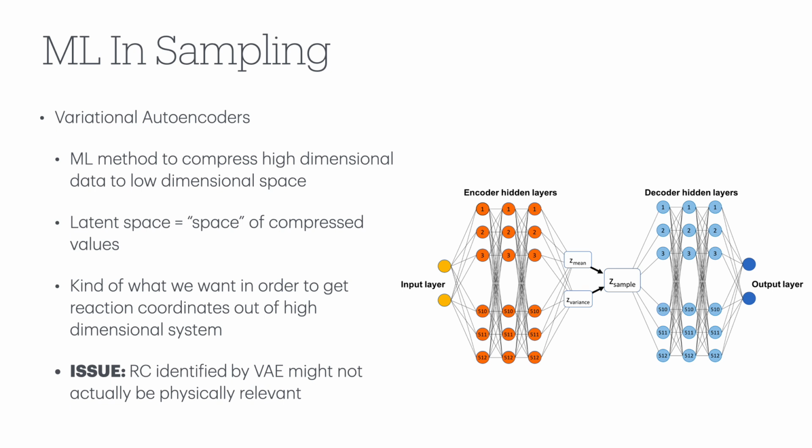So what is the issue with this? If we're able to train this model, right? Just say we're able to train this model and we can get a one-dimensional z, what is the issue? Well, the reaction coordinate, or the z, the space of z's that's identified by the variational autoencoder, might not actually be physically relevant. And this is actually a really important point. So I'm going to give a key example on the next slide.